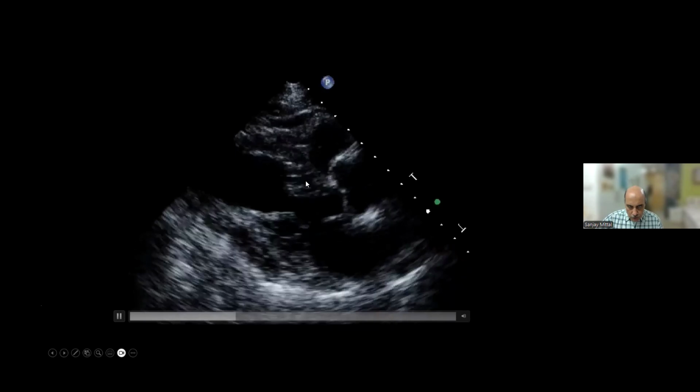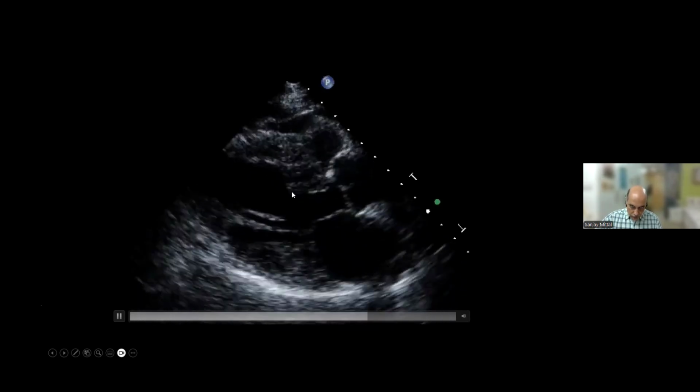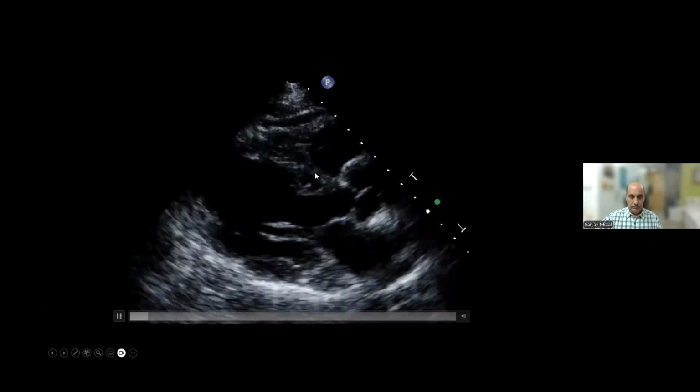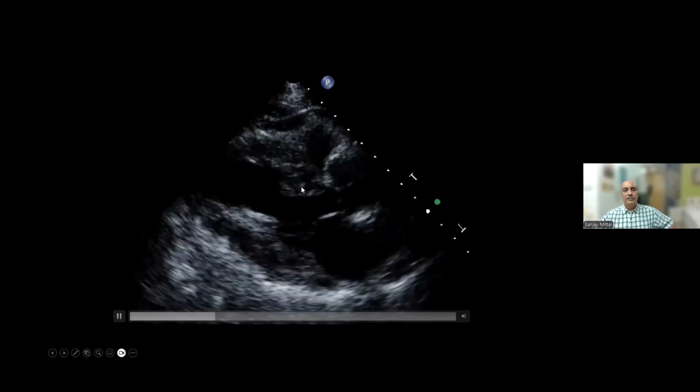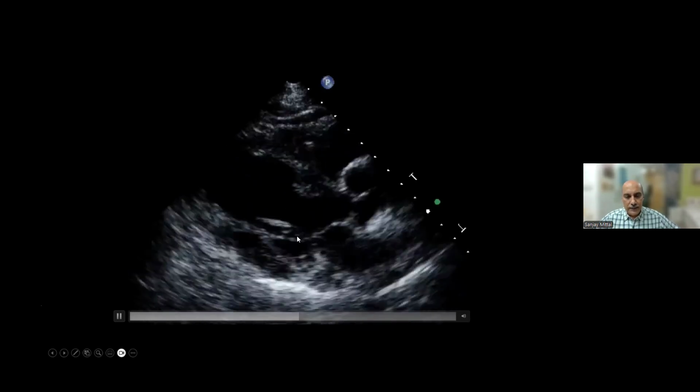If you look at the systolic thickening, this area is contracting pretty well. The systolic thickness is increasing. For that, you have to tune your eyes with the cardiac cycle. So there is a good contractility and a good movement.